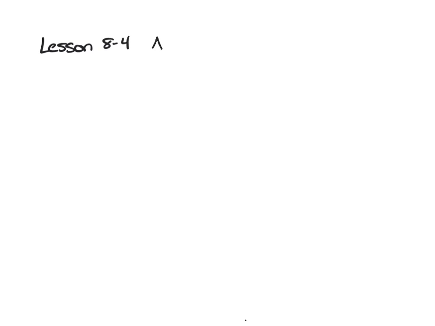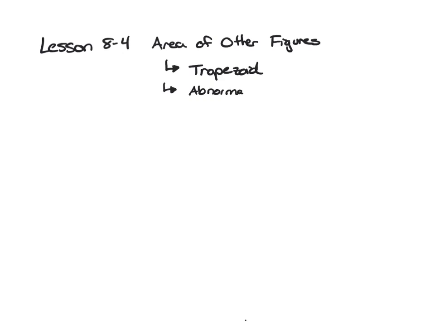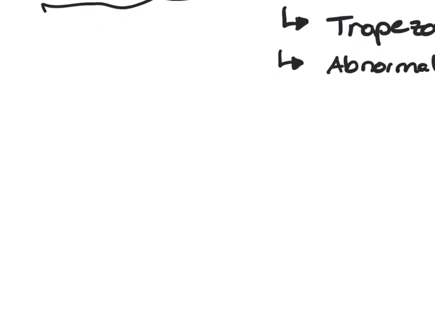Today we are going to be talking about the area of other figures. The primary discussion for today is going to be based on this idea of finding the area of a trapezoid. However, we are going to focus on some abnormal shapes as well. All right, let's go ahead and begin. So first and foremost, we're going to focus on this idea of a trapezoid.